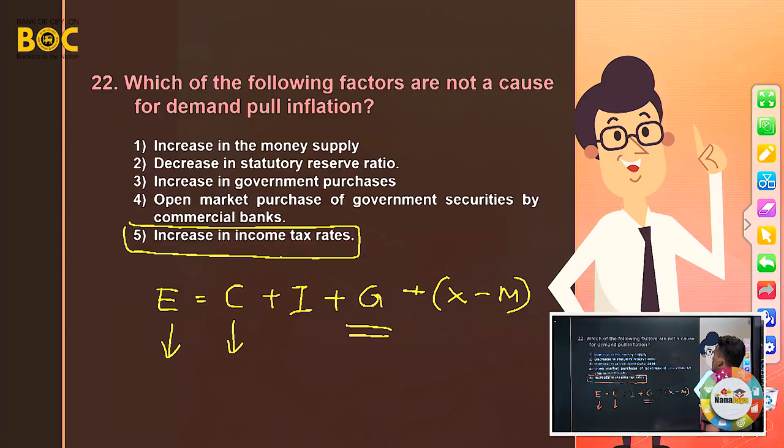Which of the following factors are not a cause for demand pull inflation? Increase in income tax rate is not a cause for demand pull inflation. Therefore, answer number 5 is the answer here.